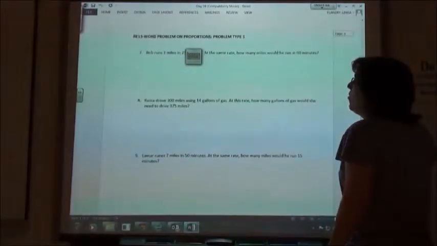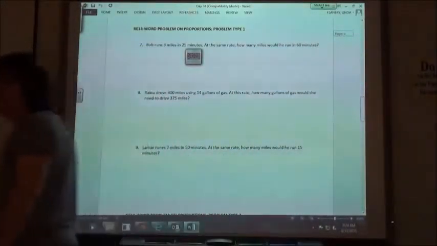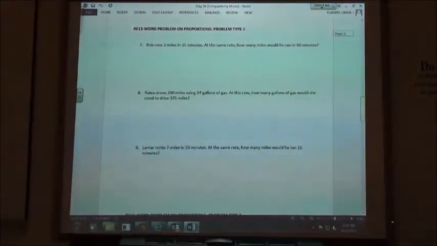7, 8, and 9 are solving word problems that you can set up as a proportion. Word problems that you can set up as proportions are known as direct variation problems. If one thing goes up, the other thing should also go up. The faster I run or the more minutes I run, the more miles I'm going to get.